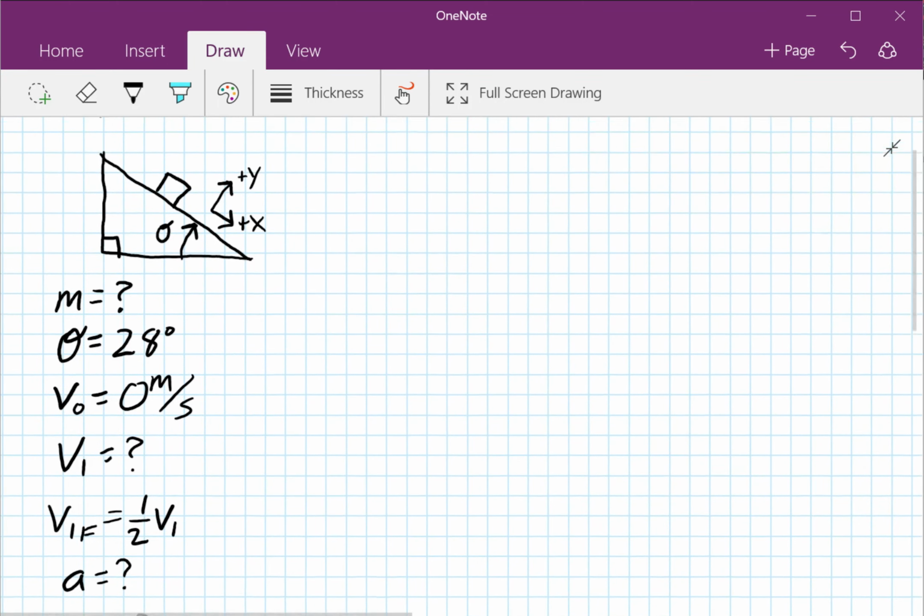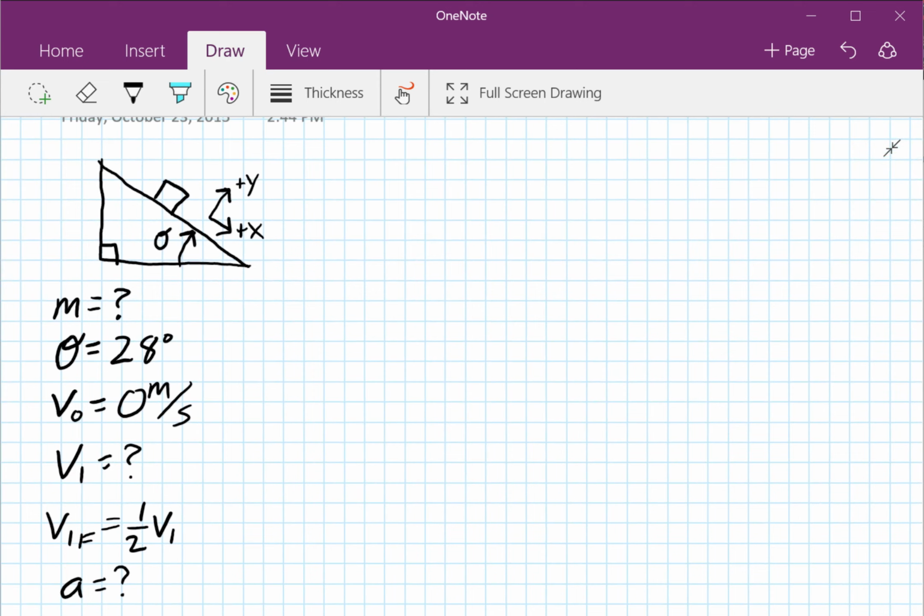Now let's go ahead and do a free body diagram. I'm going to have a dot here, and the force of gravity is going to go straight down. I could express that as m times g. And I'm going to have a normal force that's perpendicular to that ramp. I'll do my best to make it look perpendicular to that ramp. That looks pretty good right there.